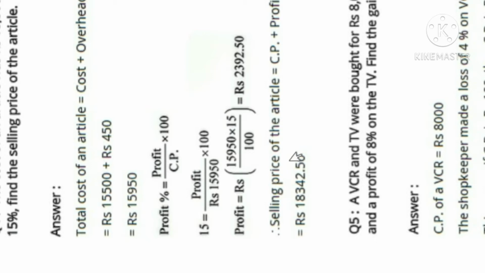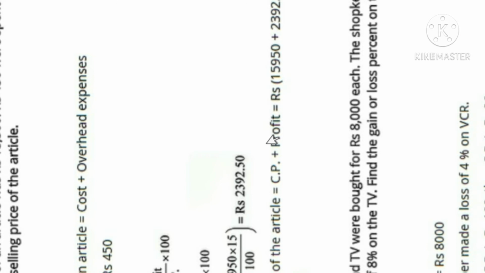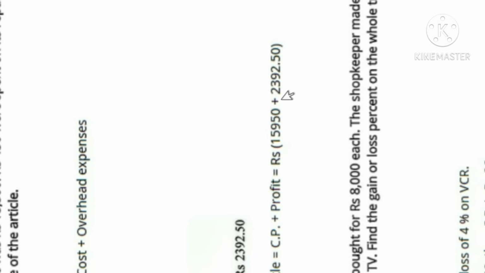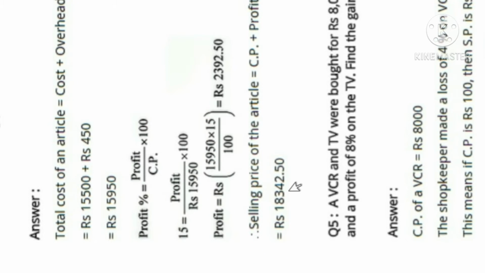Multiply these two numbers. So it equals 2392.50. So selling price of the article equals CP plus profit. Now CP is how much? 15,950 plus 2392.50. So it equals 18,342.50 rupees. This is the selling price of the article.